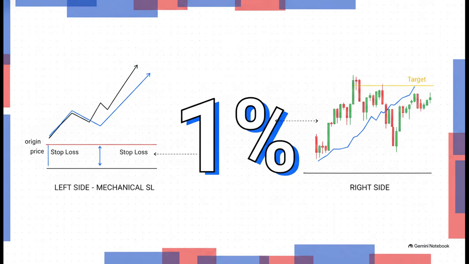1%. When it comes to risk, the parameters are uncompromisingly rigid. A mechanical stop loss is placed exactly 1% away from the cycle's origin price. It doesn't trail, it doesn't adjust, and it is entirely independent of whatever crazy price action happens next on the right side of the chart.